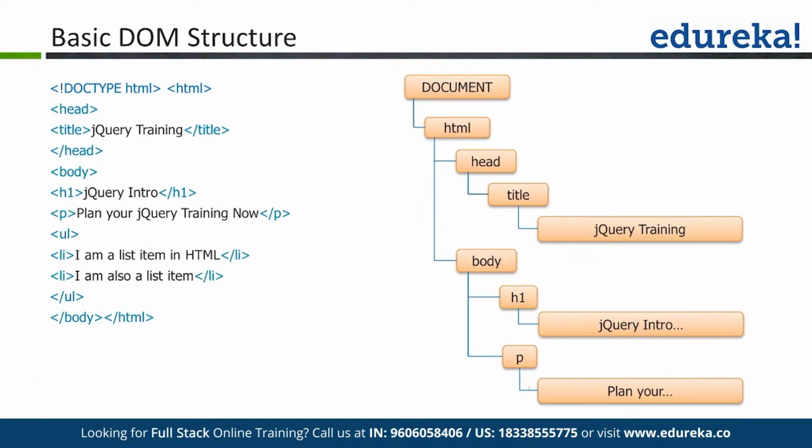So let's look at the basic DOM structure. This is just a simple HTML document, and they have laid it out in a tree sort of pattern. There is the document, the parent of everything else. Within the document, you have the HTML tag, which further contains head and body, and then head contains title, and title contains some text. And then you have the h1 tag, which contains some text, and then the p tag, which contains some text.